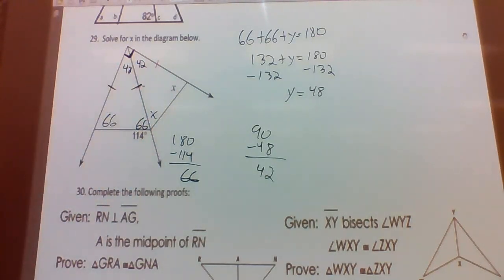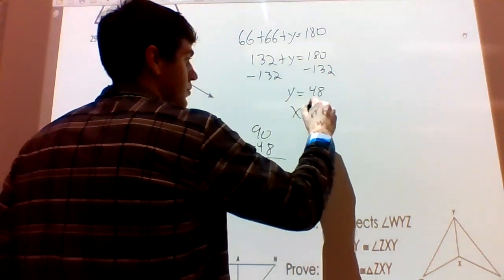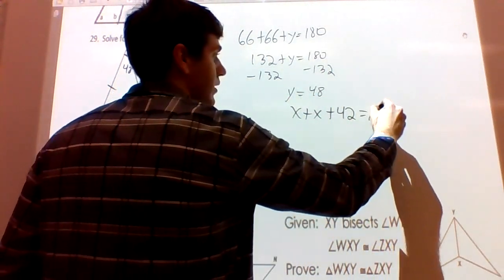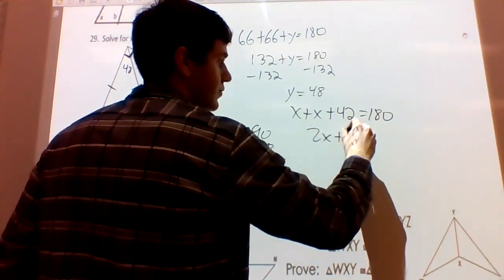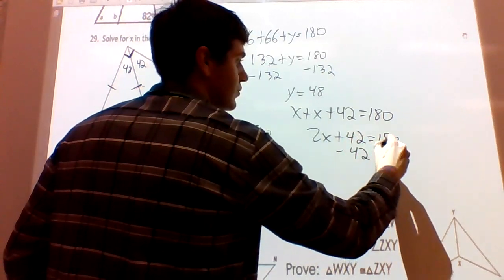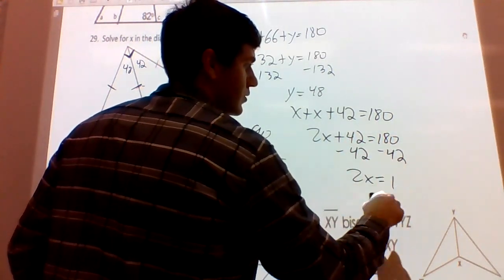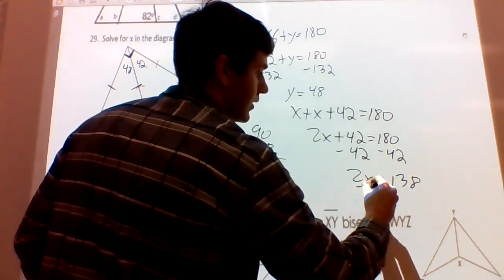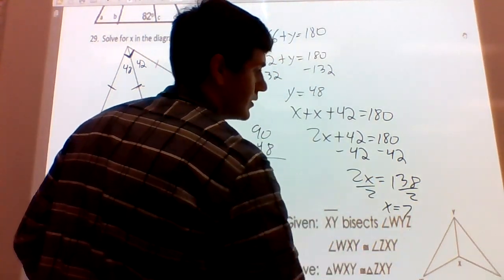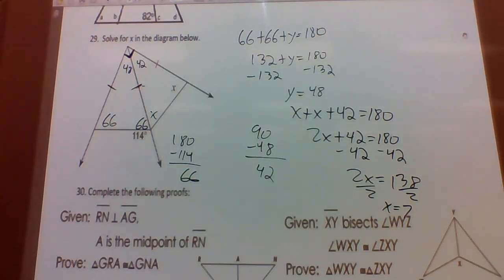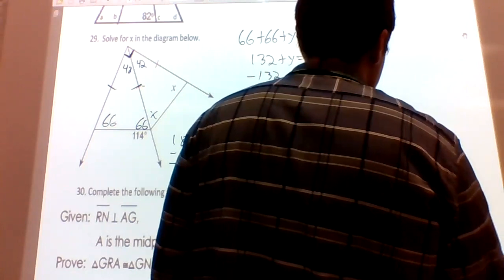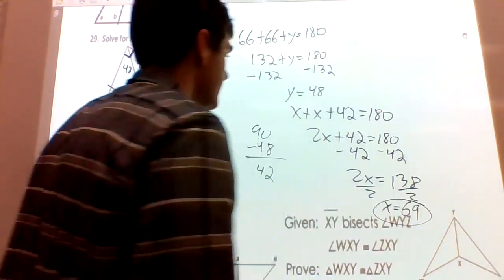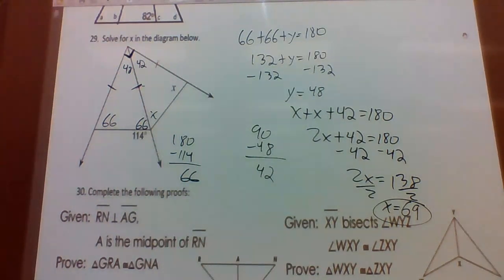Okay, triangle sum theorem, all three of those angles are going to add up to 180. So x plus x plus 42 is going to equal 180. 2x, combine like terms, 2x plus 42 is 180. Subtract 42 from both sides. 2x is going to equal 138. Divide by 2. X is going to be equal to 69. And they just want you to find x.